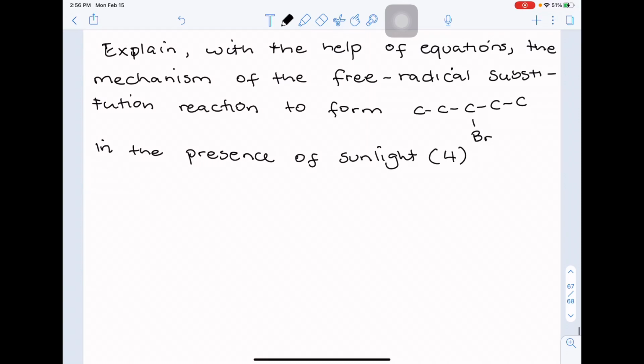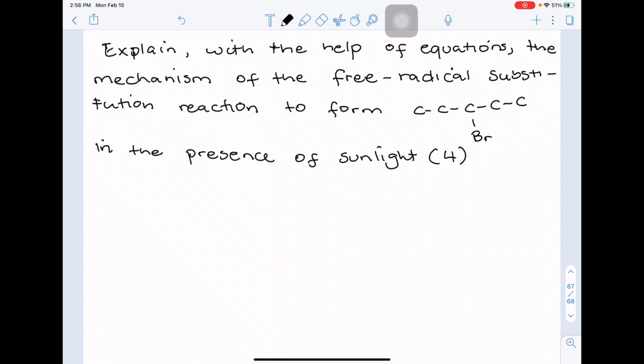Guys, so I'm going to illustrate what we learned today using this question. It's from 2017 paper 2. I think it's the November one. Okay, so the question says, explain with the help of equations the mechanism of the free radical substitution reaction to form that product in the presence of sunlight.